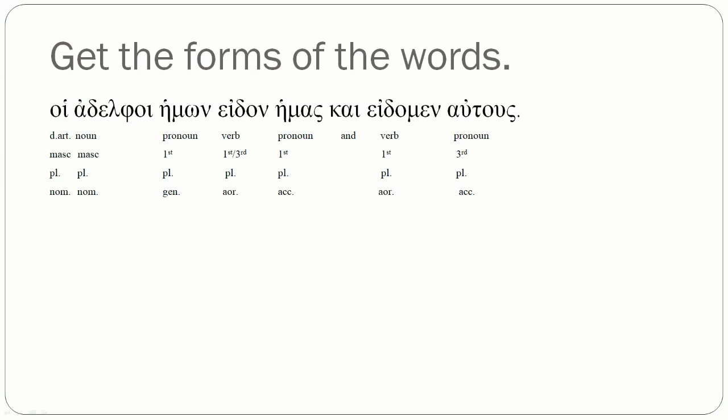Then you have hemas, which is, again, a first-person pronoun. It is plural, and the case is accusative. Kai is and. Then you have the exact same verb as before. It's just a different ending. So it's a verb. It's first-person plural this time, instead of first-person singular or third-person plural. And the tense again is aorist. It's a second aorist, just like adon.